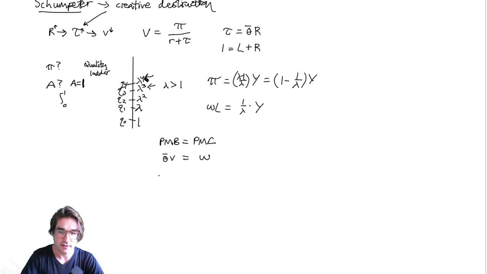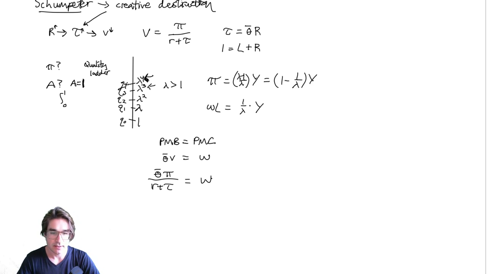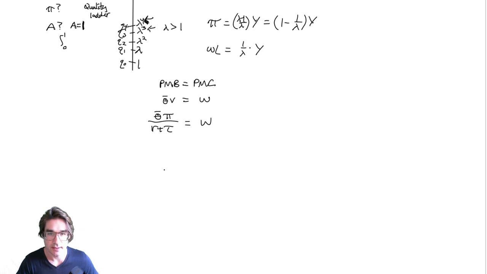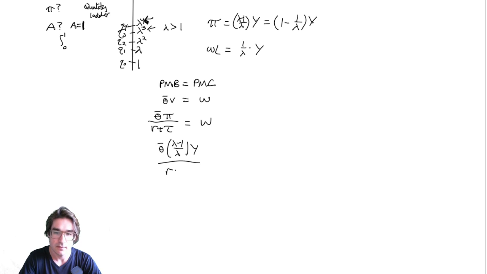Now things start to differ slightly. Remember, V is pi divided by the new discount rate with that extra tau factor: pi over r plus tau equals W. Now we have pi and W, and we know what those are. So this is lambda minus 1 over lambda times y over r plus tau, and that's equal to W, which is 1 over lambda times y over L. If you solve for W here, you get 1 over lambda times y over L. My lambdas are getting funky.